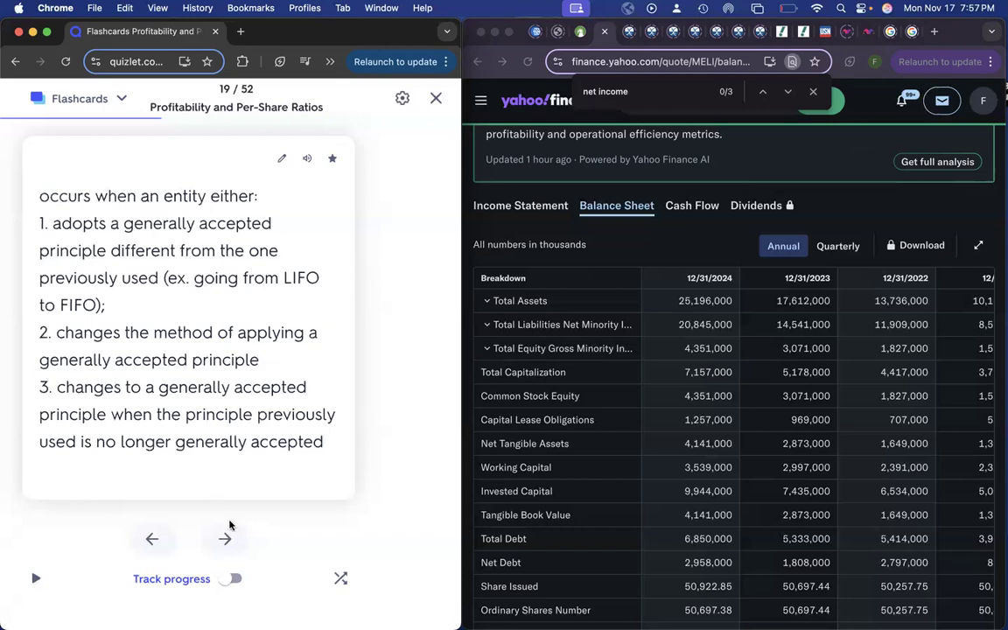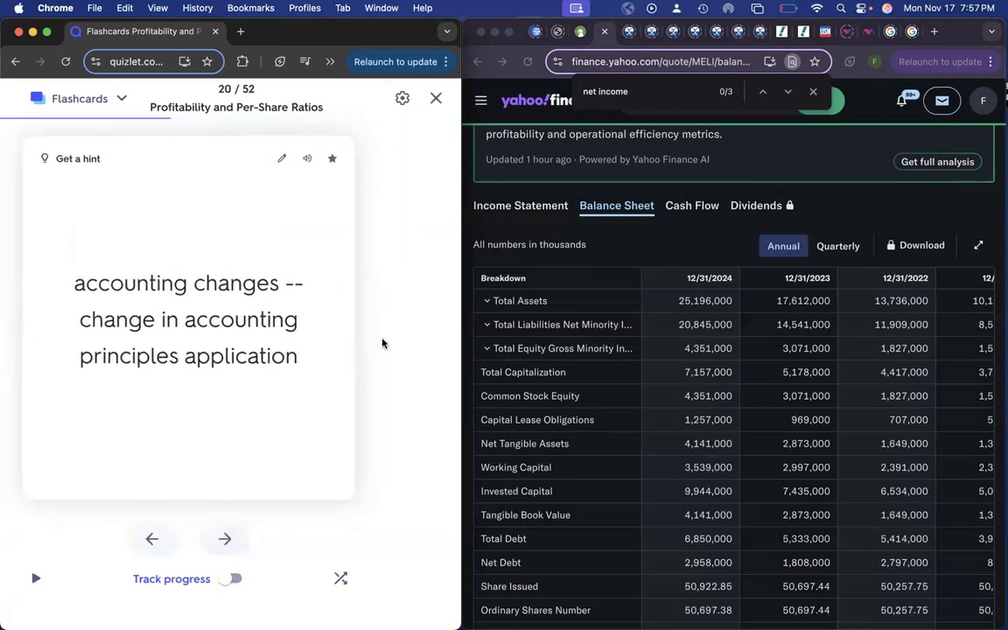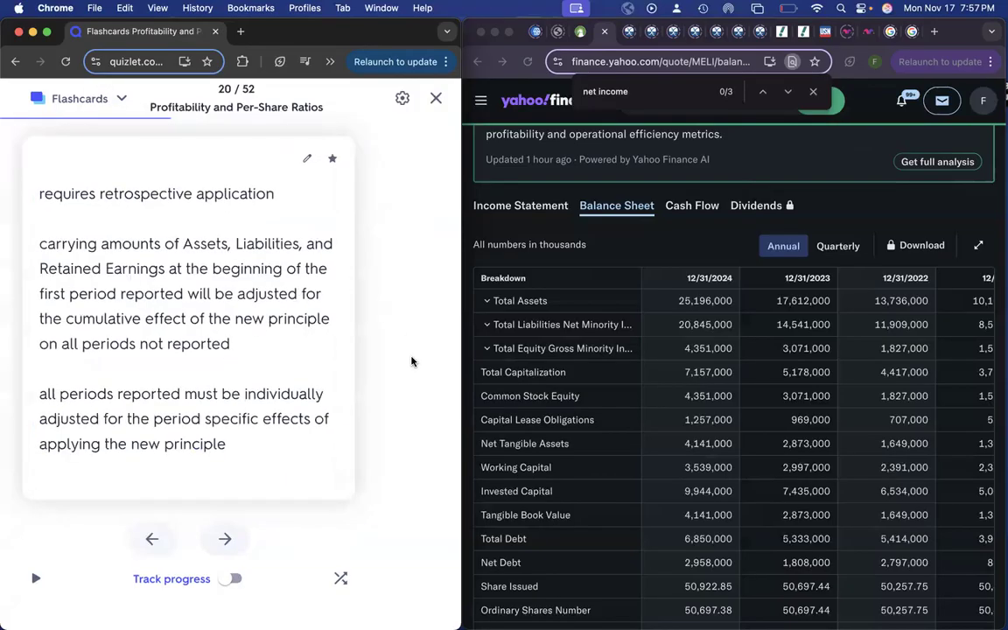longer generally accepted. So when a change in accounting principle occurs, a firm has to apply this in their financial statements retrospectively. So that means the carrying amounts of assets, liabilities, and retained earnings at the beginning of the first period reported will be adjusted for the cumulative effect of the new principle on all periods not reported. So all periods reported must be individually adjusted for the period-specific effects of applying the new principle.